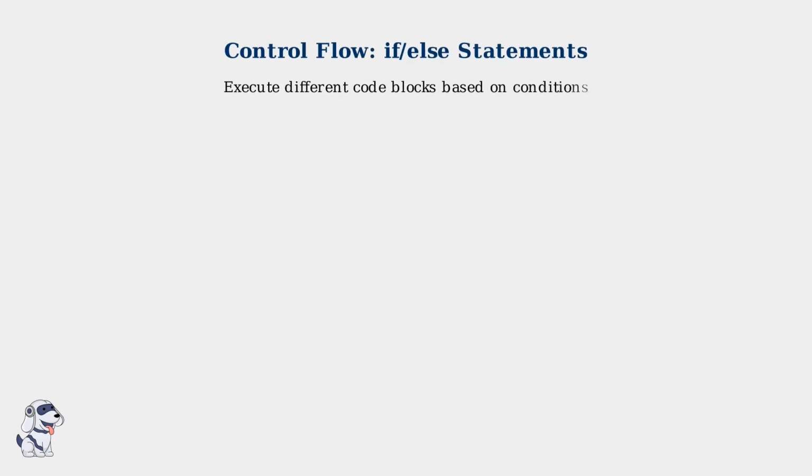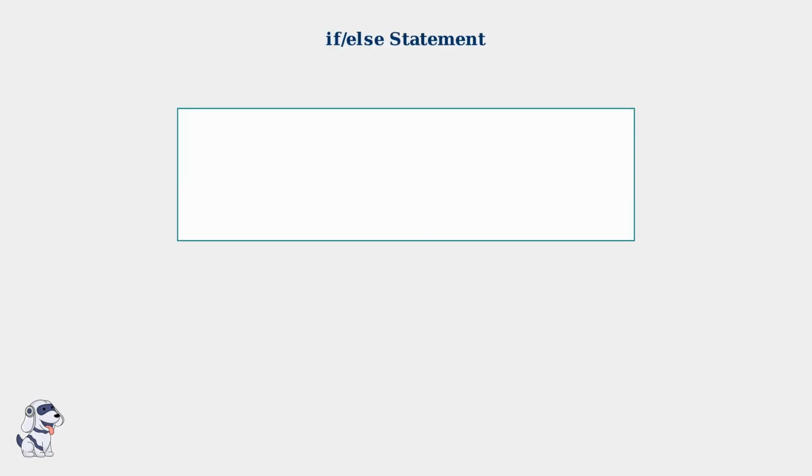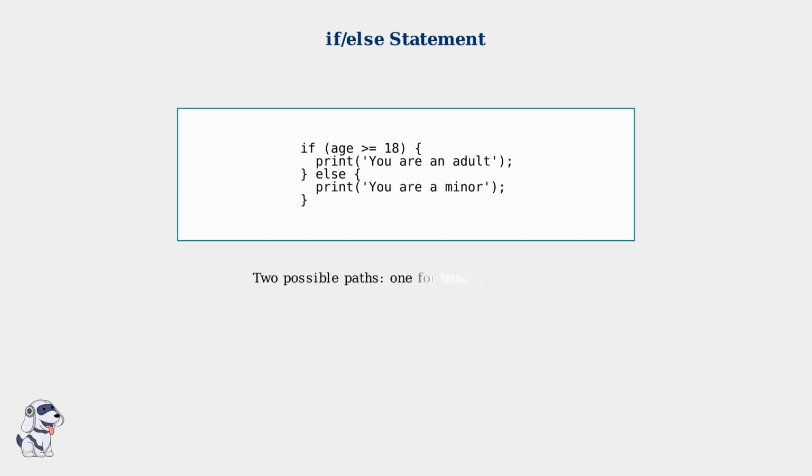Control flow statements are fundamental programming constructs that allow your program to make decisions and execute different blocks of code based on specific conditions. The most basic control flow statement is the if statement. It evaluates a condition, and if that condition is true, it executes the code block inside the curly braces. Often, you want to execute different code when a condition is false. This is where the else statement comes in. It provides an alternative path of execution.